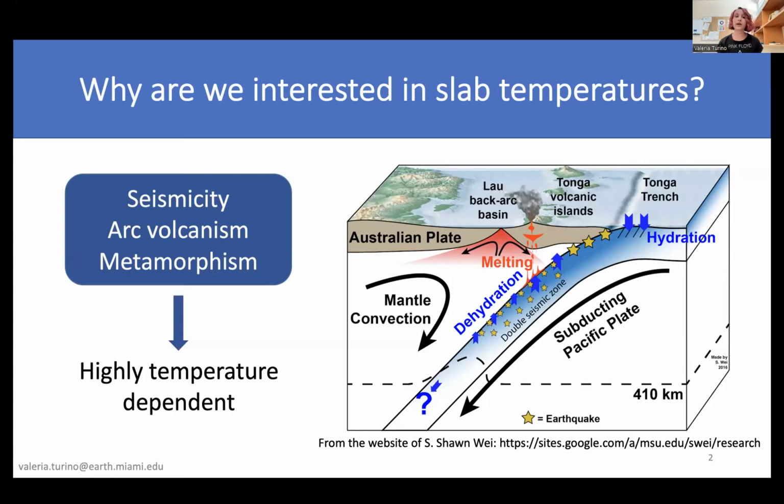So all of these processes, we said, are highly temperature dependent, and they are also highly variable, both in time and along strike. And as of now, we have very limited ways in which we can probe temperatures in subduction zones. One of them is through metamorphic rocks, so we can look at exhumed metamorphic rocks, calculate their pressure temperature conditions, and reconstruct their thermal history. But more often than not, what we do is to use subduction models.